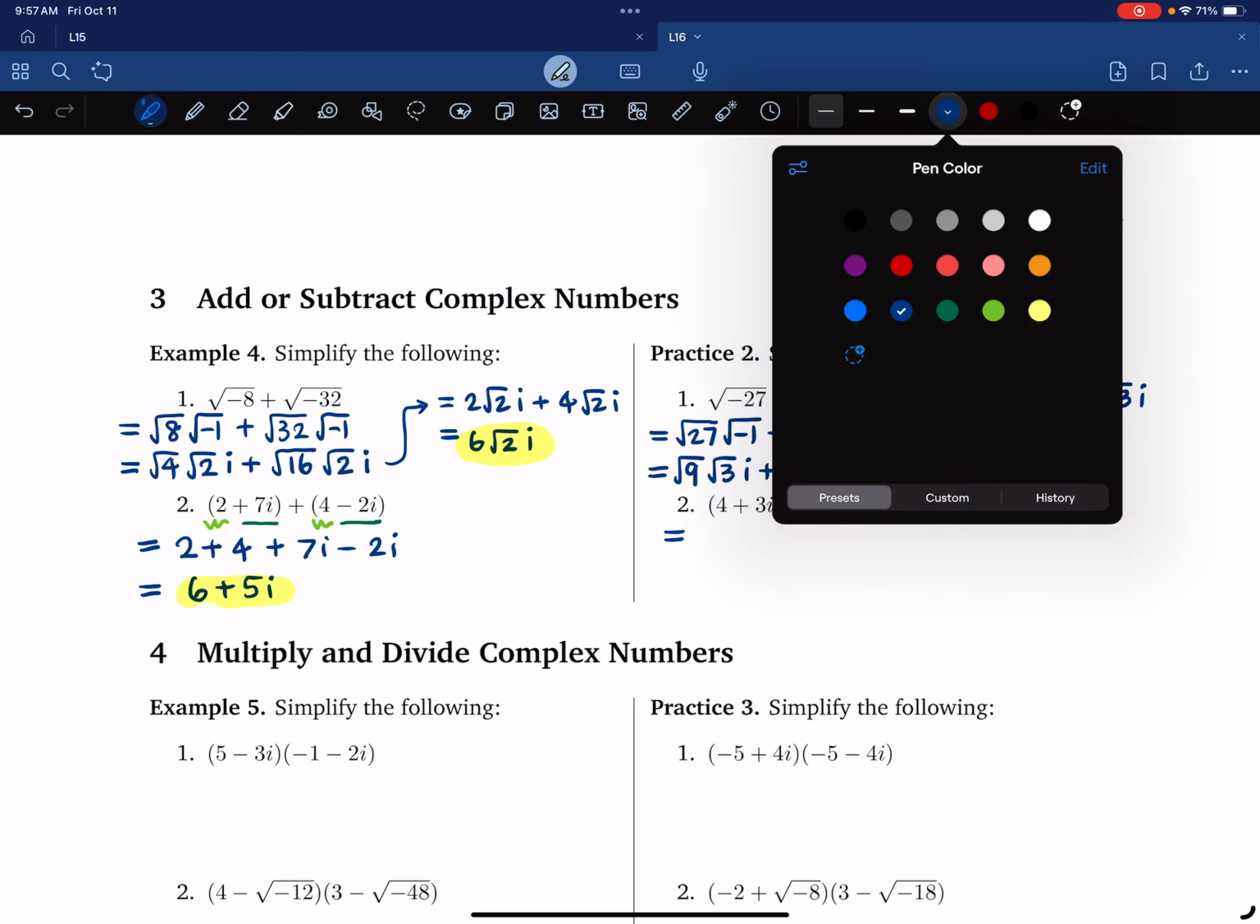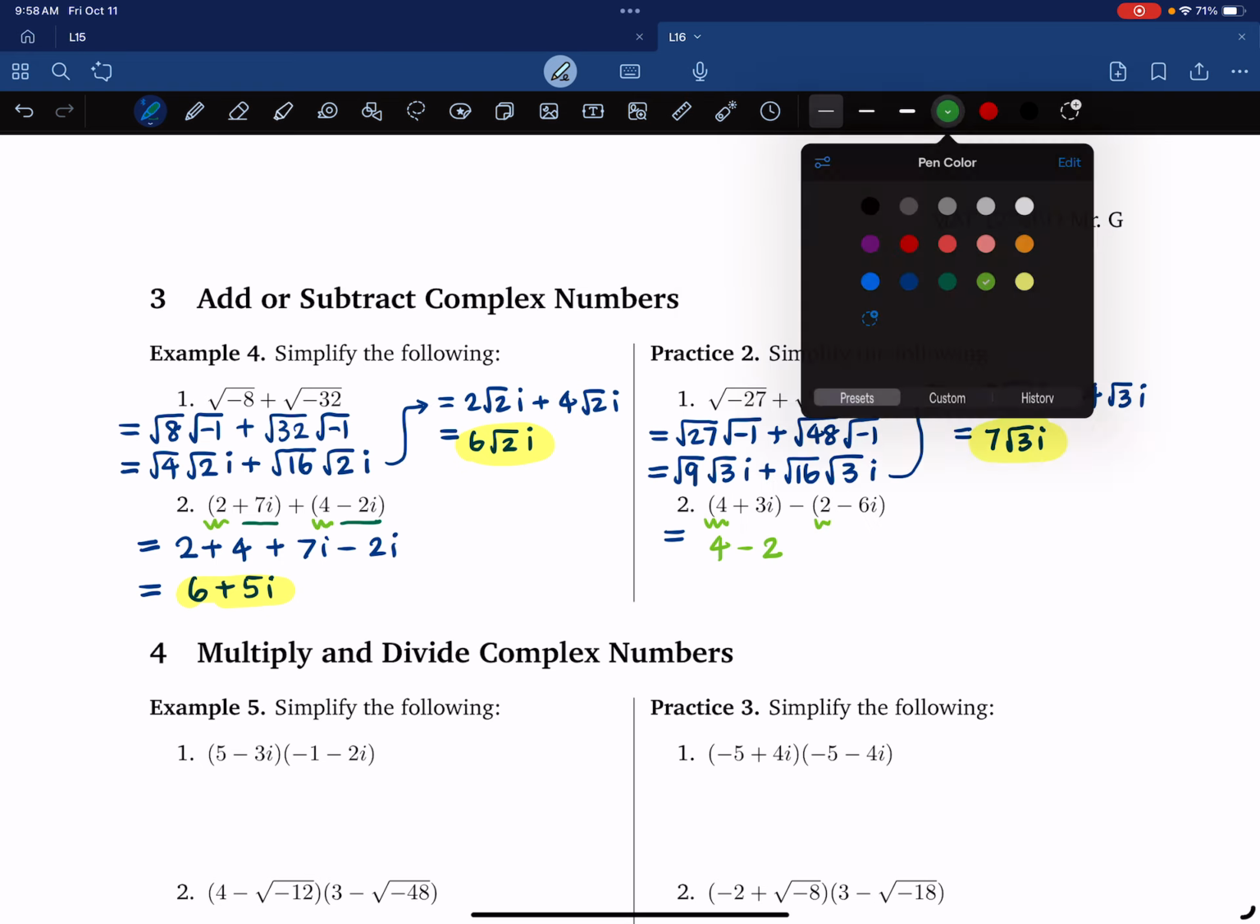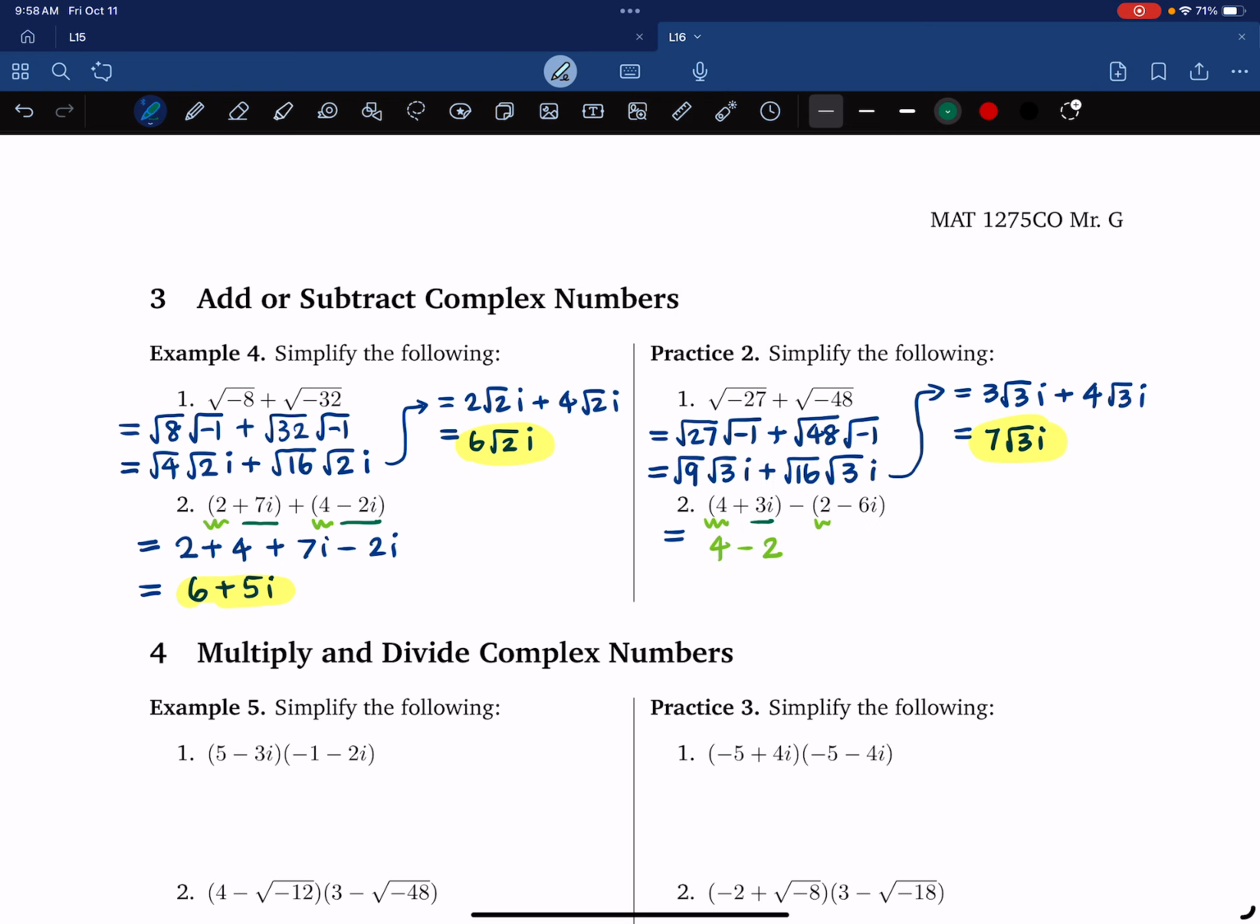Let's highlight the real part. Real part is 4 and 2. So you're doing the subtraction of these two. You could write it down. It's 4 subtract 2. And then the imaginary part is 3i and negative 6i. And remember, we are still subtracting. So what you're doing is 3i subtract negative 6i.